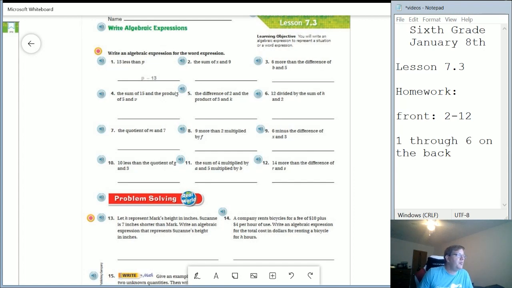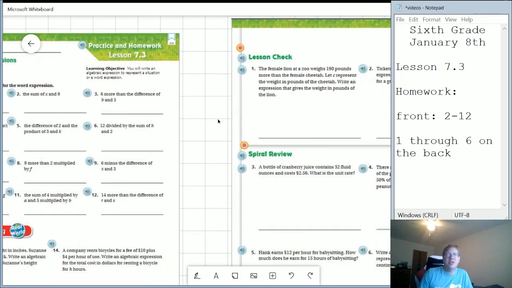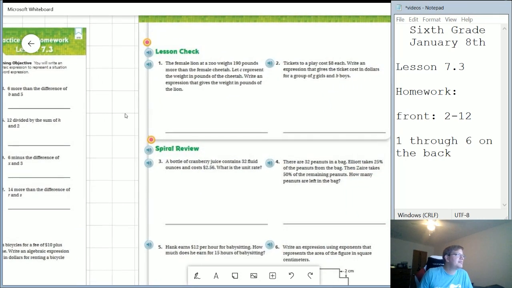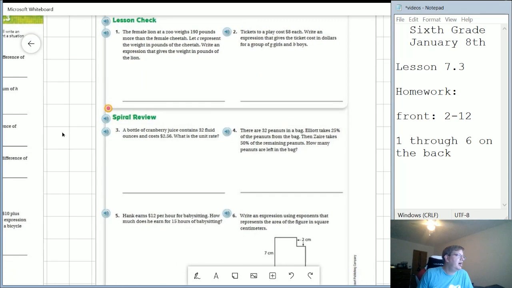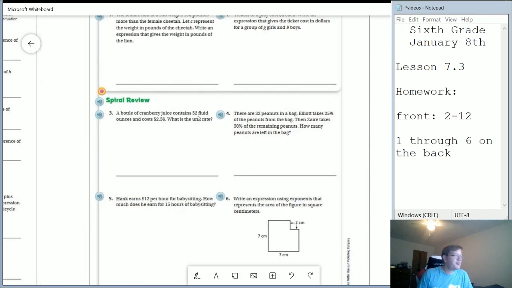So we are going to do these 1, 2, 3, 4, 5, 6, 7, 8, 9, 10, 11 problems, sorry. And then we are going to do 1 through 6 on the back. So number 1 and number 2 are pretty self-explanatory. Number 3, we're looking at unit rate. So we are doing $2.56 for 32 ounces. We want to find out how much 1 fluid ounce costs.